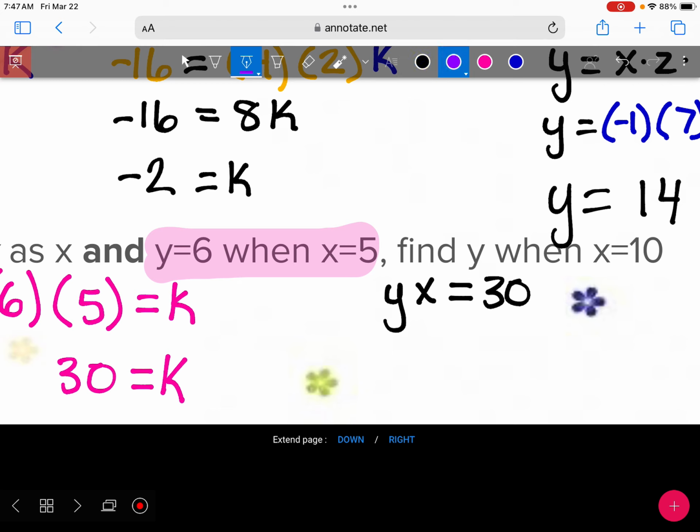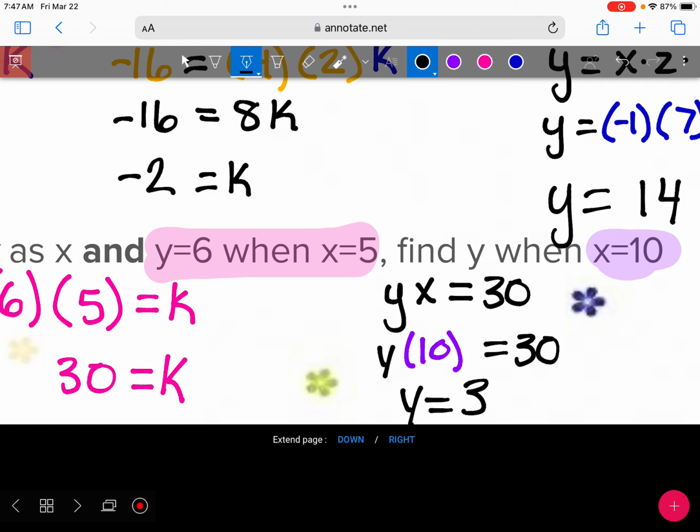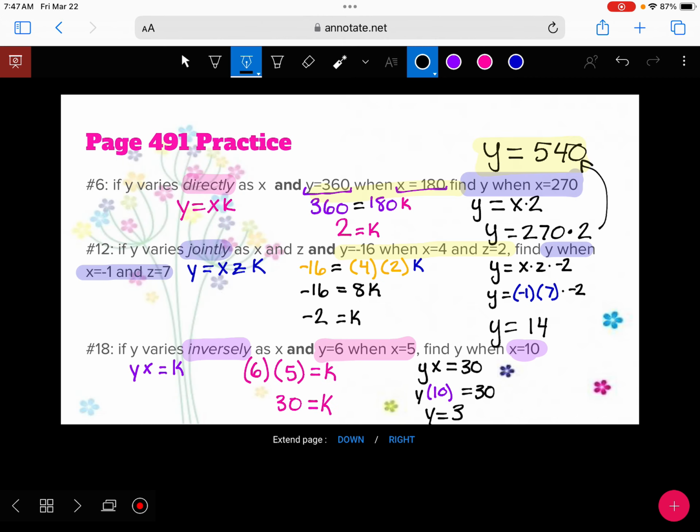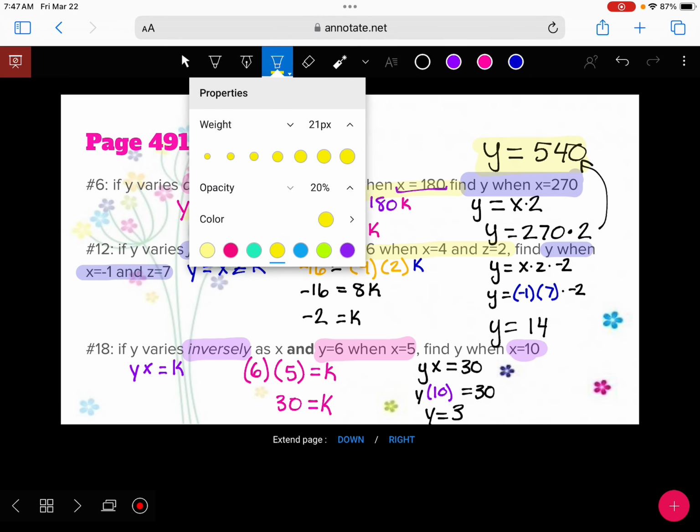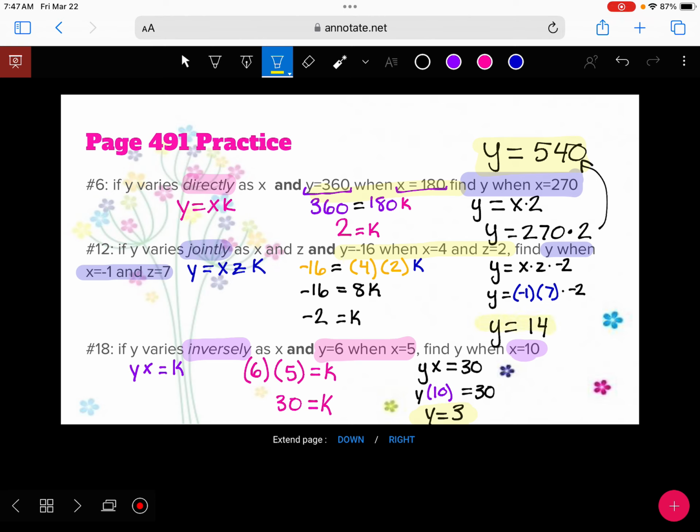And we are asked to find y when x is 10. So we want to know y, substituting in our 10, equals 30. What's our y going to be? Divide both sides by 10. And we get 3. So this is our answer on this one. This was our answer on this one.